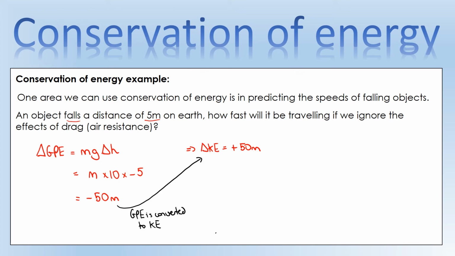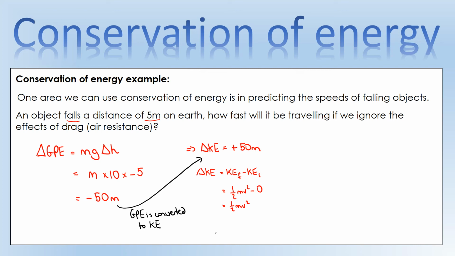Well, how do we do that? We're assuming that this GP that's been lost has been turned into kinetic energy, because energy cannot be created or destroyed, it's just transferred. Okay, so how else can we calculate change in kinetic energy? Well, a change is always final minus initial. So change in kinetic energy is final kinetic energy minus the initial kinetic energy.